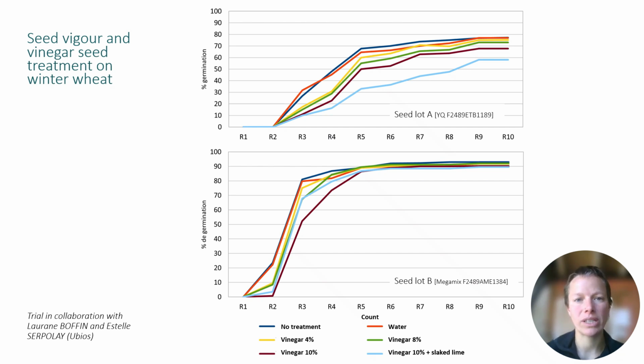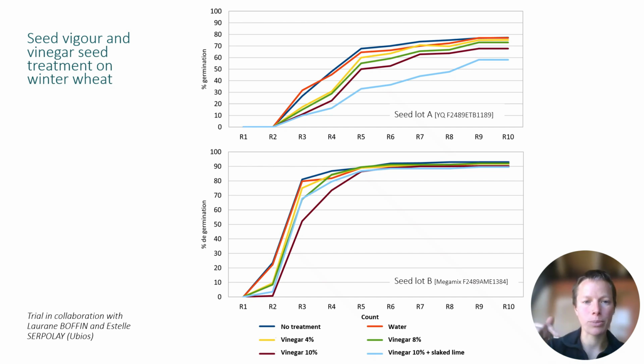of about 78%. You can also see that some of the seed treatments had a strong negative impact on the germination curve, especially the vinegar treatments at 8 and 10%, in green, brown, and light blue. In the graph, germination is even slower and final germination rates are even lower than the non-treated version.